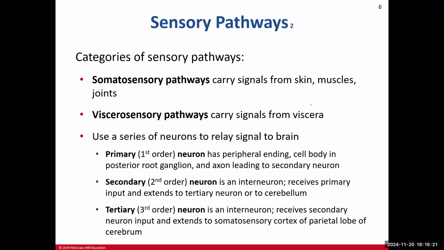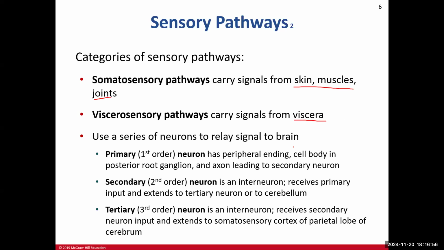All right, so somatosensory pathways are going to carry information from your skin, muscles, and joints. Visceral sensory pathways are going to carry it from your viscera or your organs. So like I said, some of the common characteristics of these pathways are going to involve a chain, which is going to involve at least two or more neurons. So we have a primary, sometimes known as a first order. I don't really refer to it as first order. I call them primary, secondary, tertiary, if there is a third one. So primary, secondary, and tertiary.